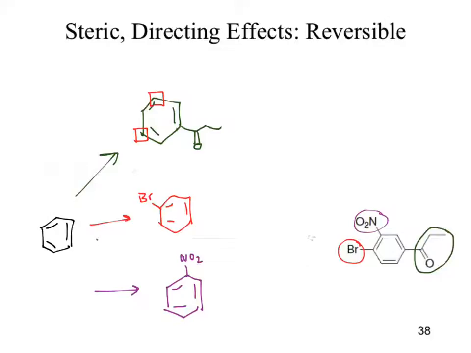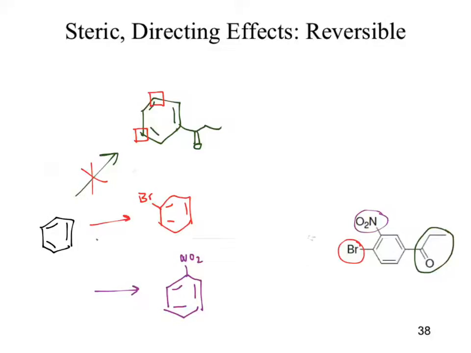Then you could add your nitro, but then I'd never be able to get the bromine on because the nitro is going to direct meta as well. So we're not going to be able to get the bromine on. So that method is not a good method.